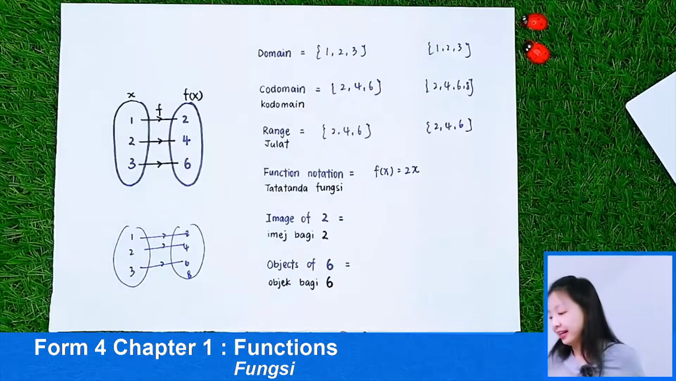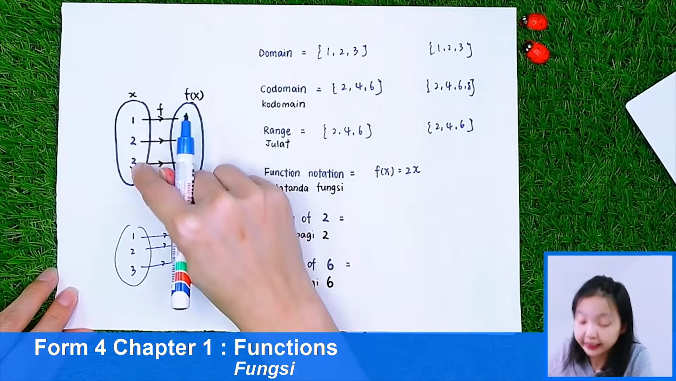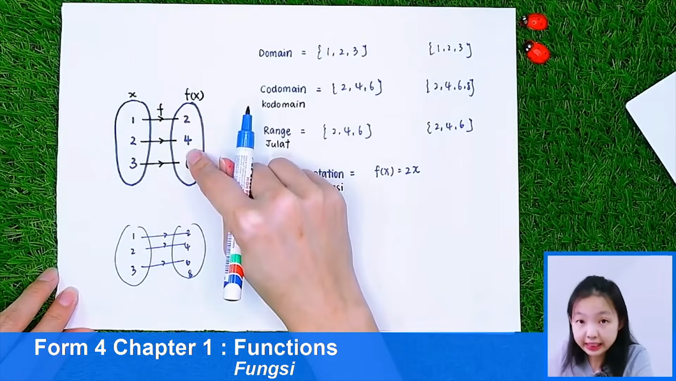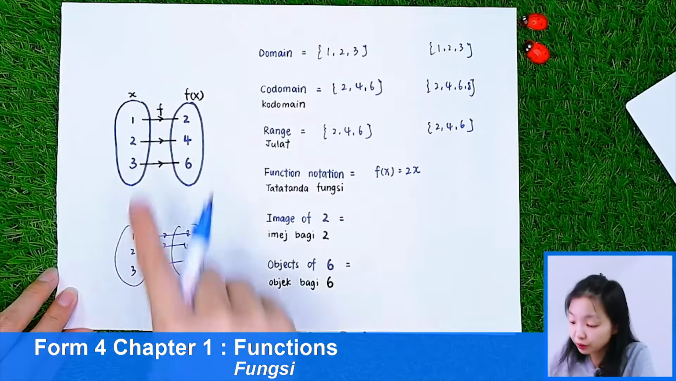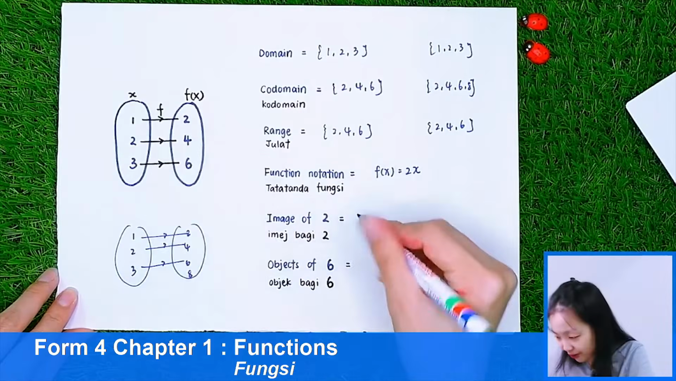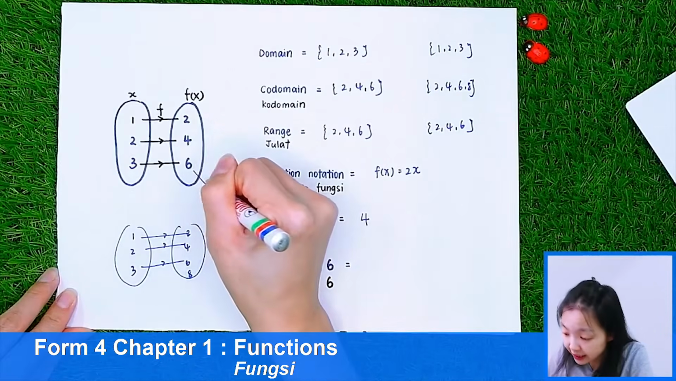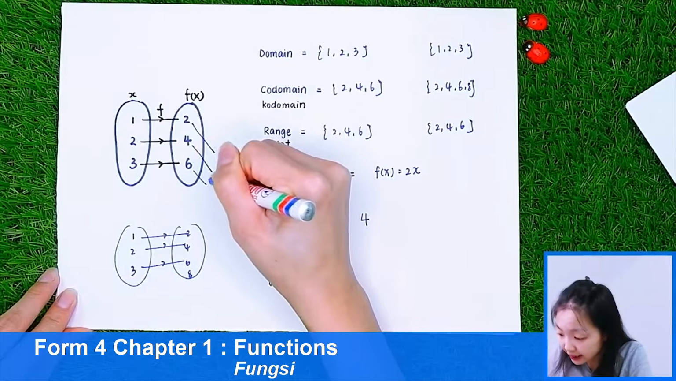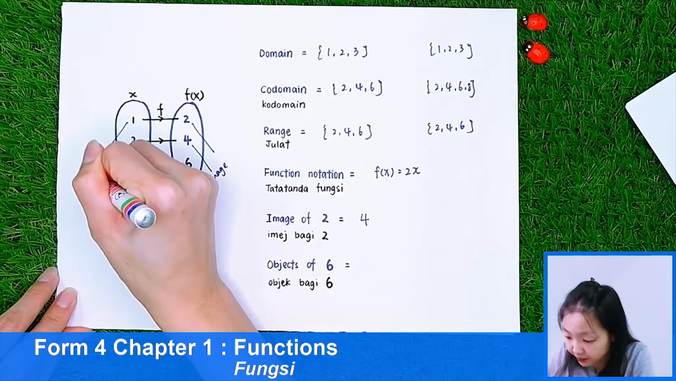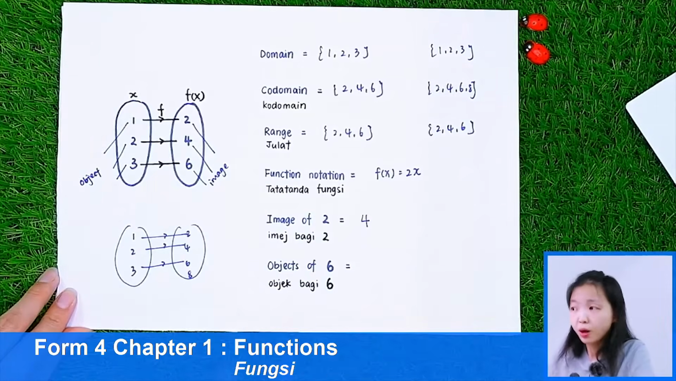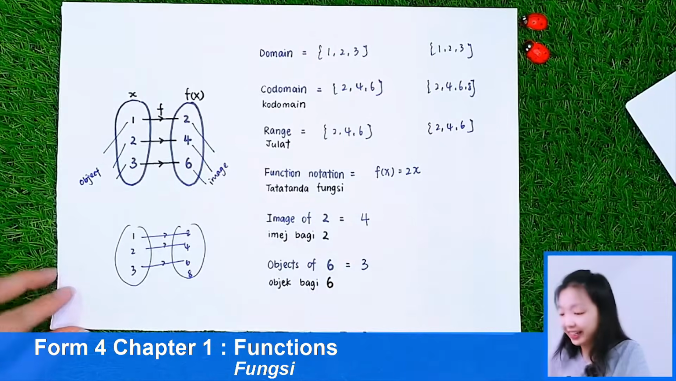Either way, you may write it like this. Image of 2. Here the number here is the object, the number here is the image. So it will ask you the image of 2. What is the image of 2? The image of 2 is 4. What is the object of 6? All the numbers here are the image, all the numbers here are the object. So the question asks you, what is the object of 6? It is 3.